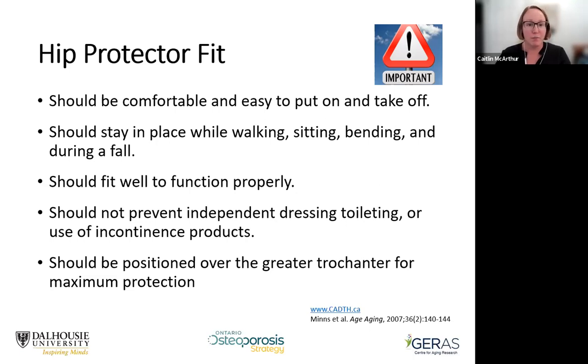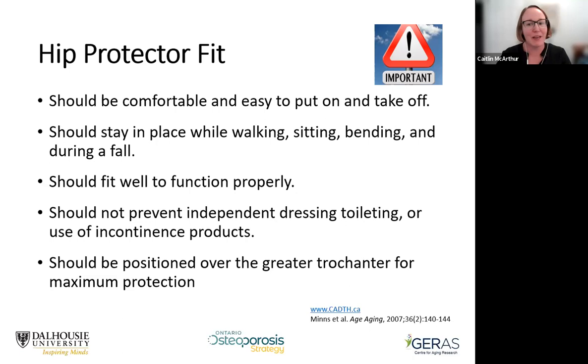They also shouldn't prevent independence with dressing or toileting or use of incontinence products. So that's really important when choosing the one that's going to be best for the person. Can they pull them down to go to the washroom and then pull them back up? Or can people who are helping them with incontinence products easily get them down and back up? Or are there maybe better solutions, different ones that you could choose?